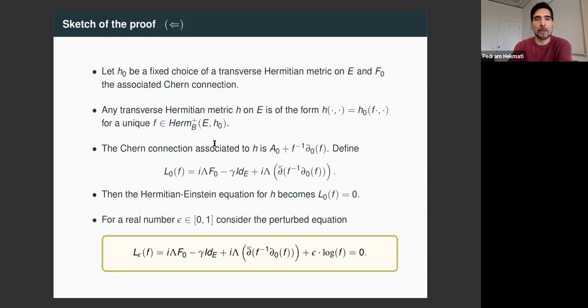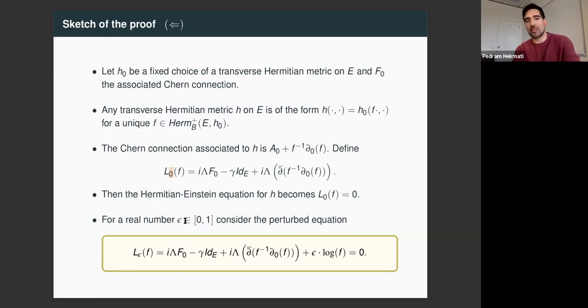Everything is basic in this setting. And now it's easy to check that the Chern connection of the metric H is related to the Chern connection of H naught as such. So if you introduce this operator L naught, then the Hermitian-Einstein equation for the metric H is precisely that this endomorphism F lies in the kernel of this operator L naught. So this is our equation, and we want to show that if your bundle is polystable, there exists a solution to this equation.